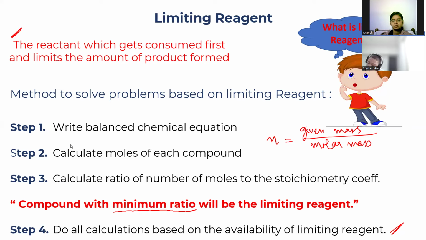So what are we asked to find out? First, we need to find out the amount of NH3 formed. Then we have to identify the limiting reagent. So two things we have to calculate, and the equation is also given. Got it? So shall we apply all the steps which we have studied before?